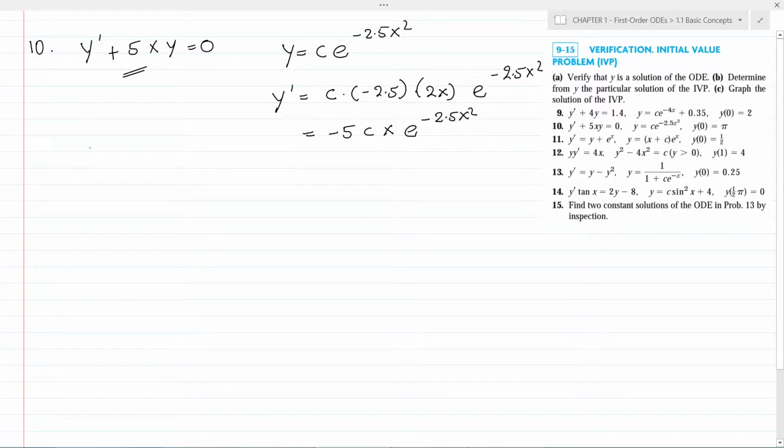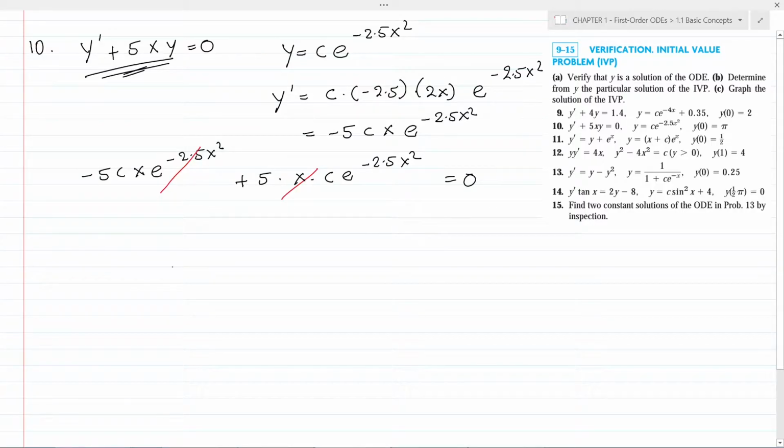Now we place the value of y and y dash in the differential equation and we get minus 5 c x e to the power minus 2.5 x square plus 5 multiplied by x multiplied by the value of y, which is c e to the power minus 2.5 x square, and we can see that these two terms cancel each other. So we get this is equal to 0, which satisfies the original differential equation. So we see that this is a solution.